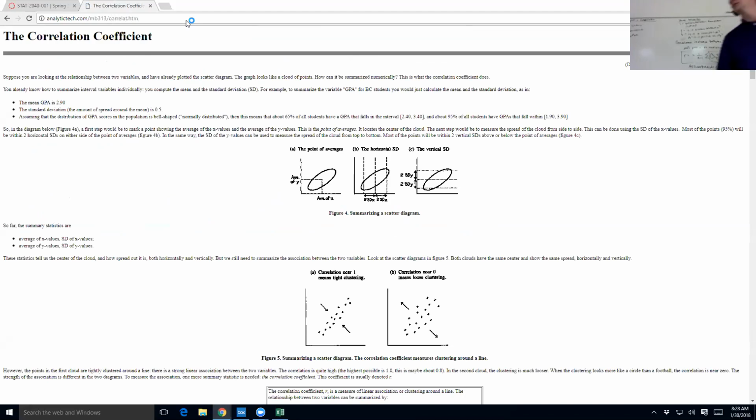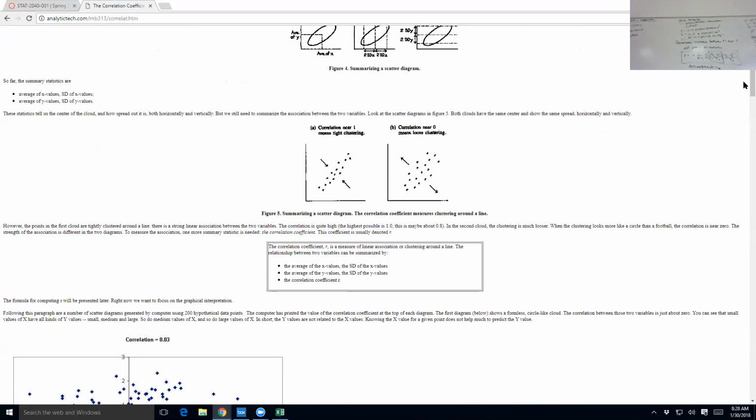Okay. So the idea with correlation, as you can see here, if it's a strong correlation, your dots are going to be closer together. If it's weaker, it's going to be more spread apart. Does that make sense? Okay.